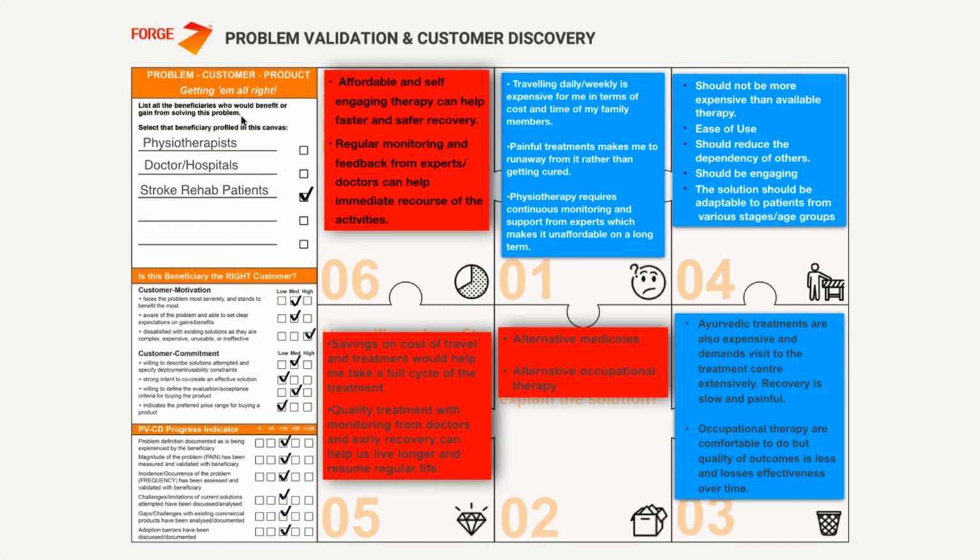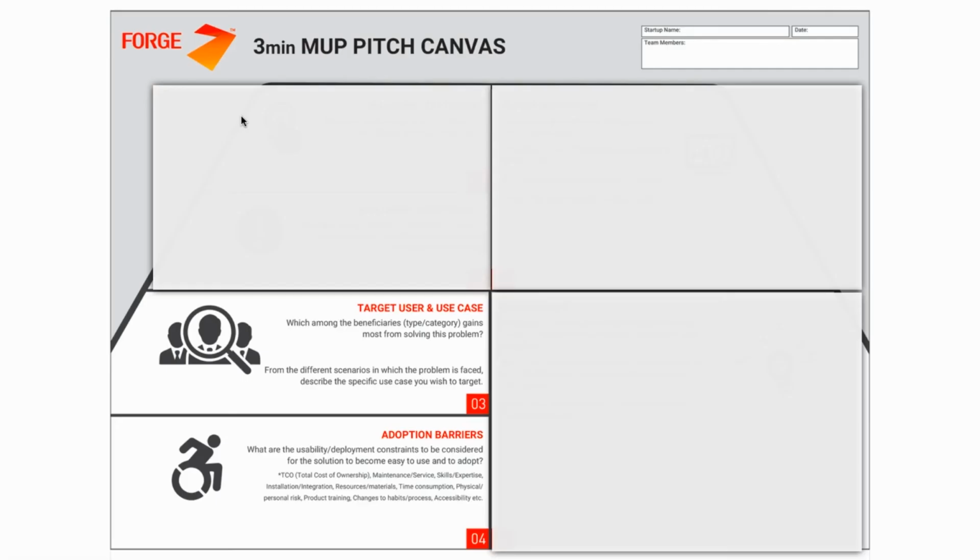They repeated this with the stroke rehabilitation patients, and the same questions were asked of many users or beneficiaries. Now that our innovation team has done problem validation and user discovery, can they, based on the insights from their interviews, identify their target user and use case? Of course, yes. Your potential target user and use case.